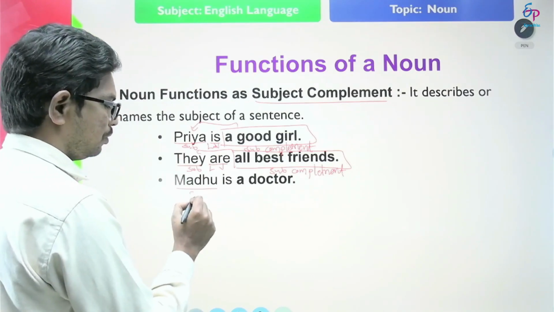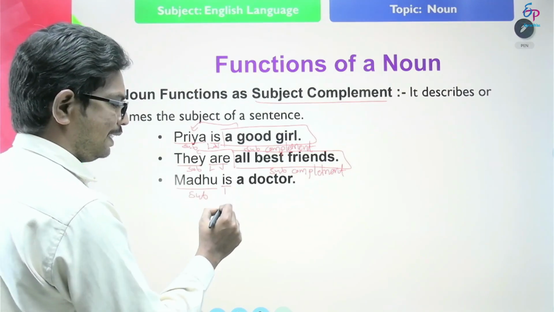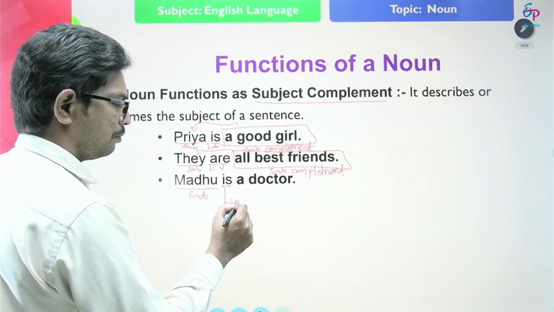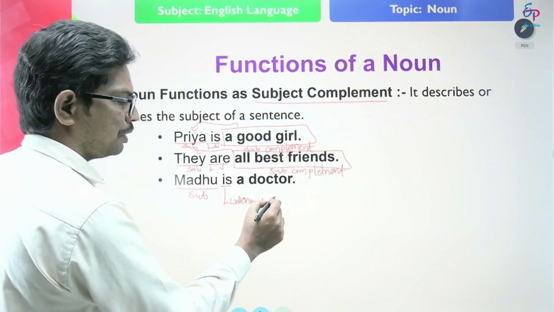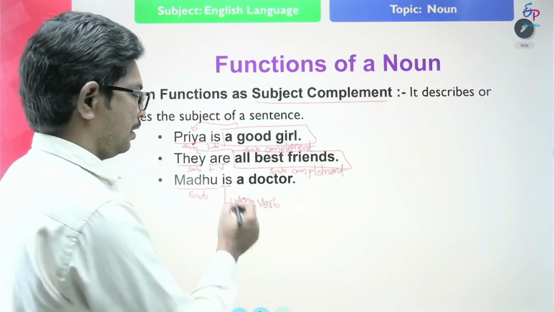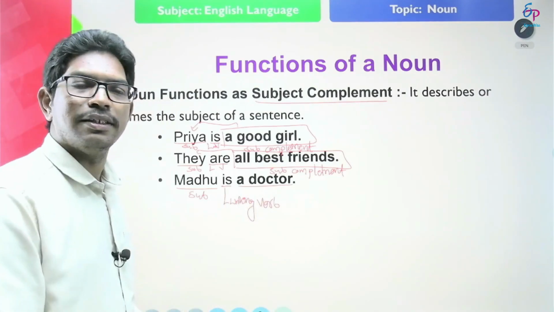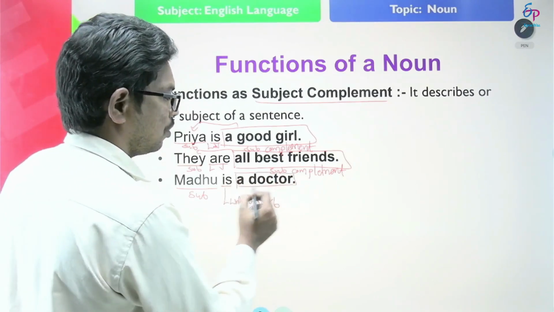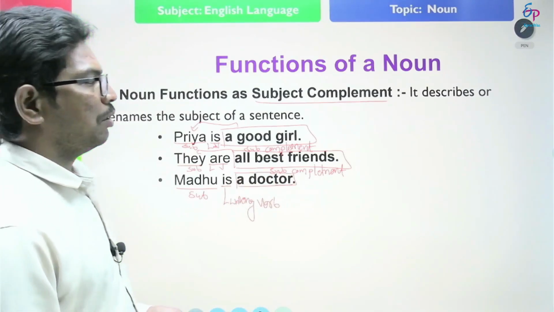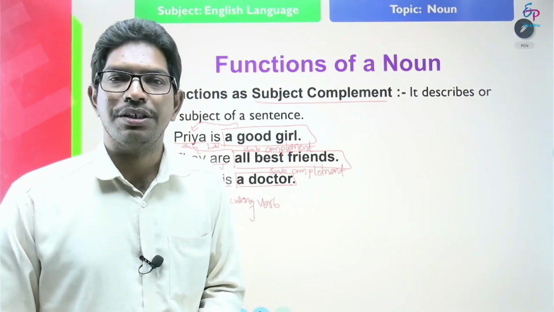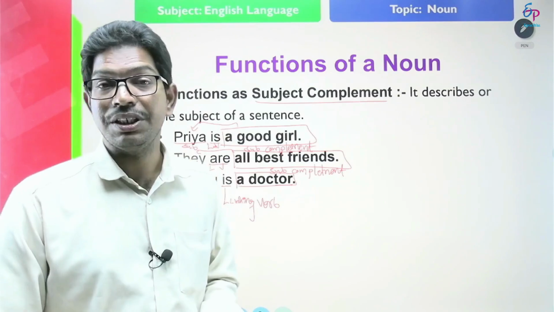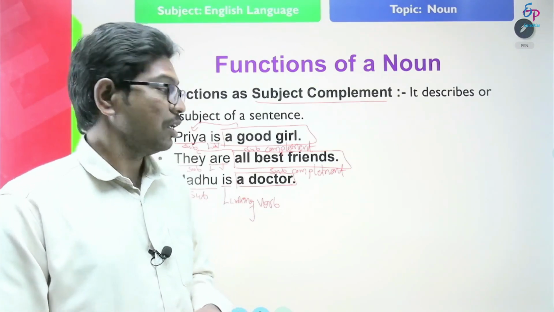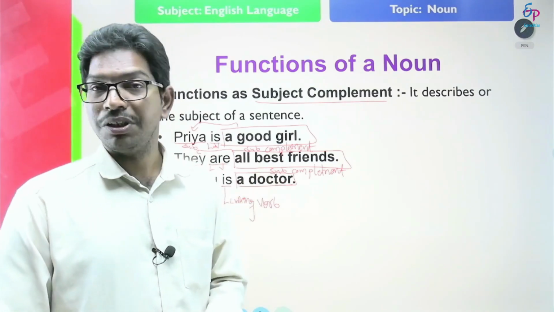Next, Madhu is a doctor. What is Madhu? This is the subject. What is "is"? It is a linking verb, which links the subject complement to the subject. And what is "a doctor"? This is called the subject complement. What is a subject complement? It describes or renames the subject of a sentence. So now you clearly understood the subject complement.